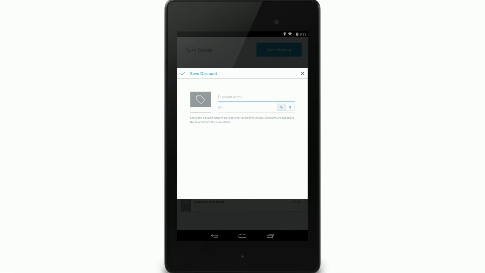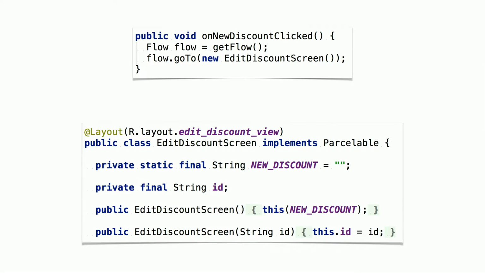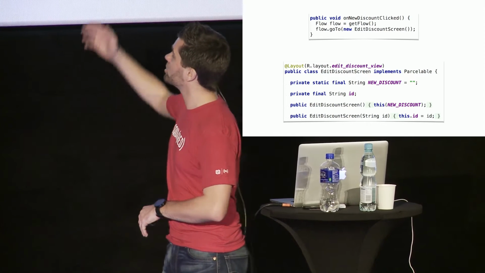So let's take an example. In Square Register, you can edit a discount. It's a very simple screen. So when you click on New Discounts, we just get the Flow object and we say, Flow, go to the discount screen, right? So that's not terrible, I think it's easy to understand. And then what is the discount screen? It's just a simple class.